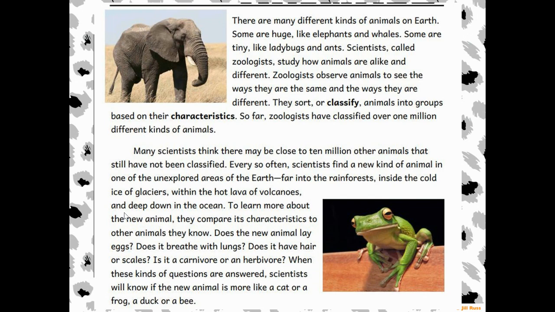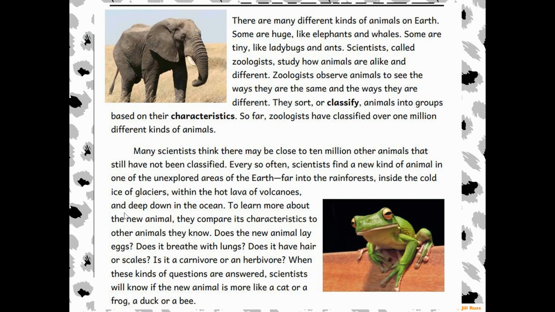Every so often, scientists find a new kind of animal in one of the unexplored areas of the Earth, like far into the rainforest, inside the cold ice of glaciers, within the hot lava of volcanoes, and deep, deep down in the ocean. To learn more about the new animal, they compare, meaning how it's the same, its characteristics to other animals they know. Does this new animal lay eggs?